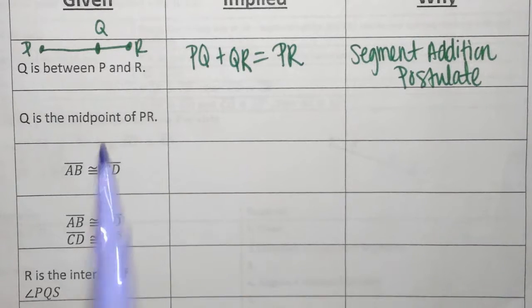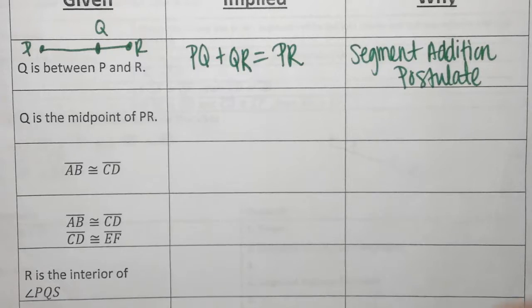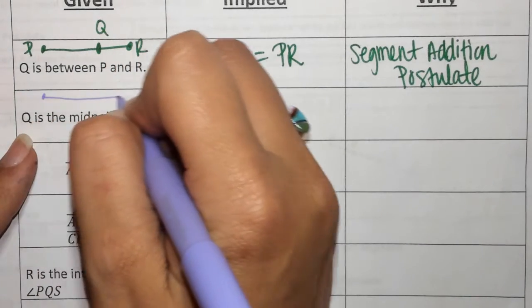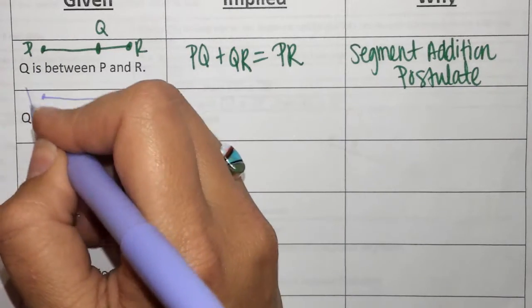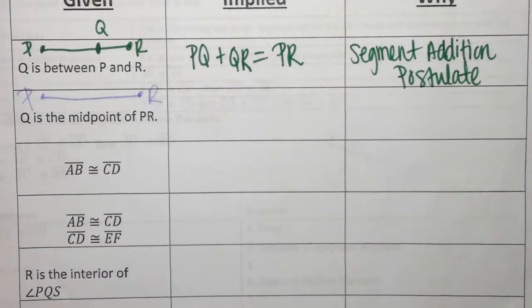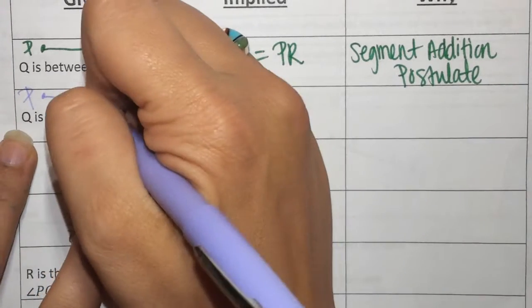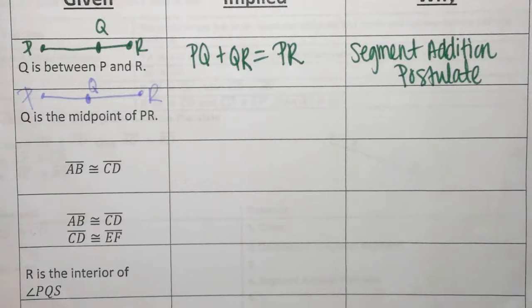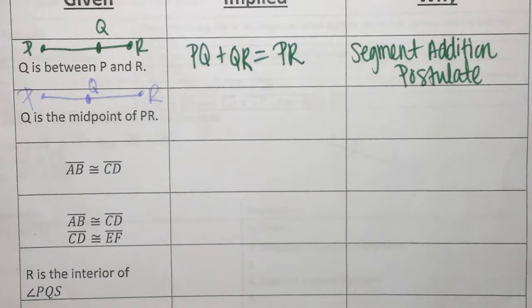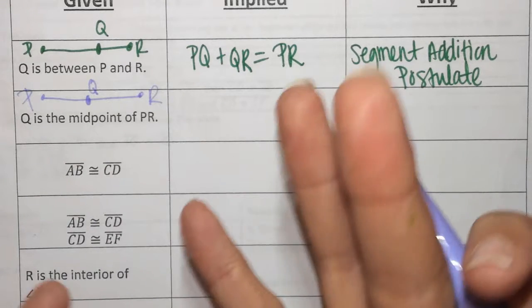Alright, so then the second one says that Q is the midpoint of PR. So we need to draw a segment. What are the endpoints? P and R. Now, if it says it's the midpoint, where does it need to go? It has to go in the middle. Now, what does that mean if it's the midpoint? Not just that it's in the middle. What does that mean? It's half.